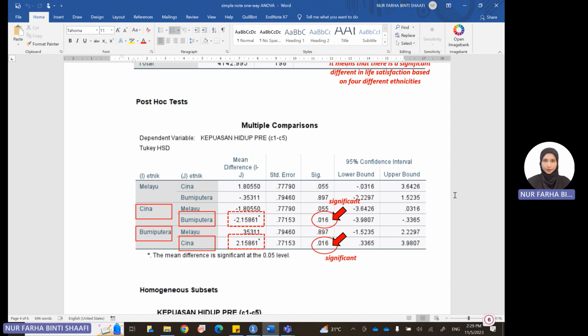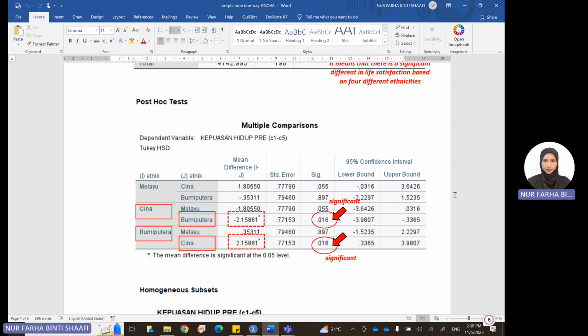Next, we go to the comparison between Chinese and Malay. Okay, you do the comparison between these two. How about the significant value? The same, more than 0.05, meaning your null hypothesis is accepted. We go to the next, Chinese and Bumiputra. Okay, Chinese and Bumiputra, your significant value is less than 0.05, meaning your null hypothesis is rejected.